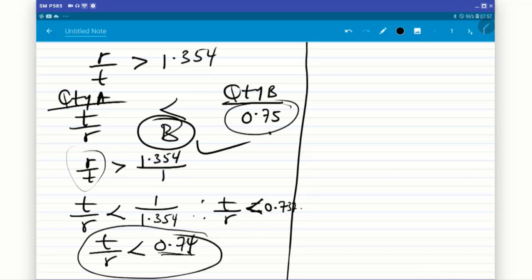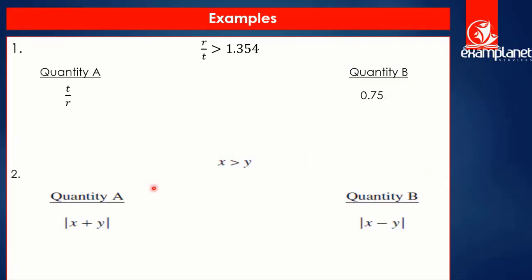Yeah, that's it. That's how you solve that. And you can just do that in 30 seconds and you're good. Alright. Now example 2 says x is greater than y. Quantity A, absolute value of x plus y. Quantity B, absolute value of x minus y.